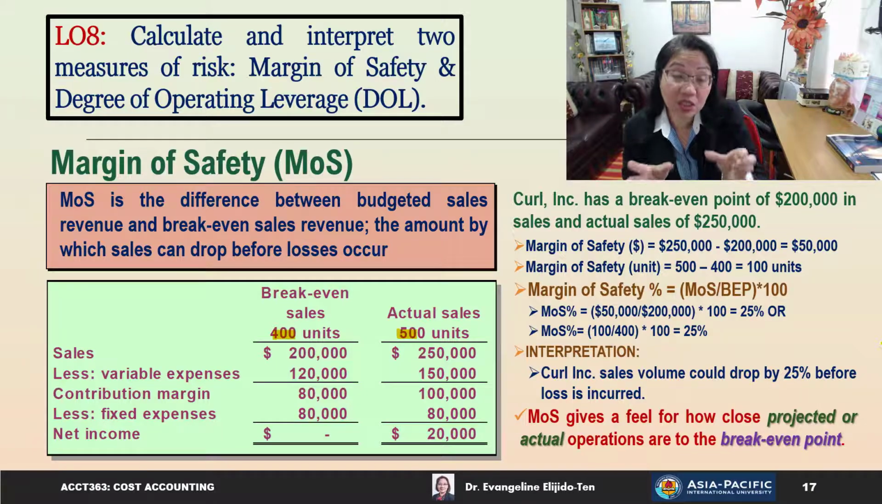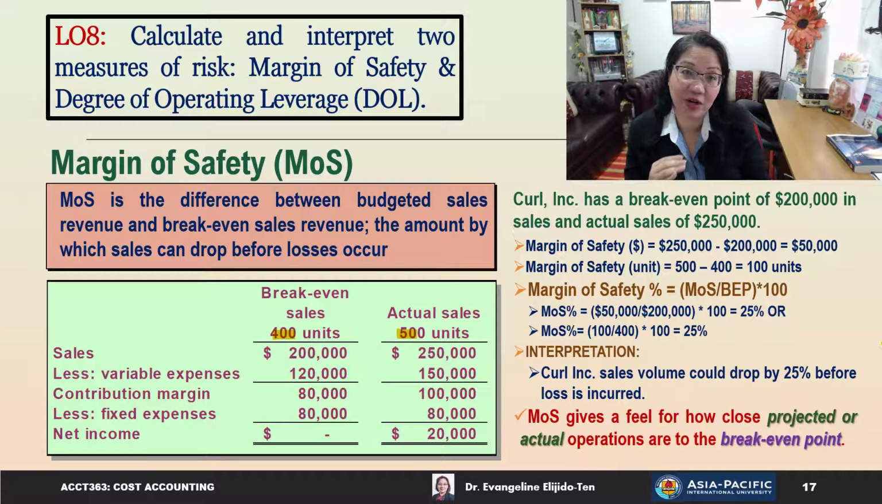So if your margin of safety is very small, it's very easy for you to go in the red or to suffer losses because you do not have that much of a cushion. All right, so a 25% margin of safety would be much better than a 10% margin of safety because you have that 25% cushion before you suffer any loss.